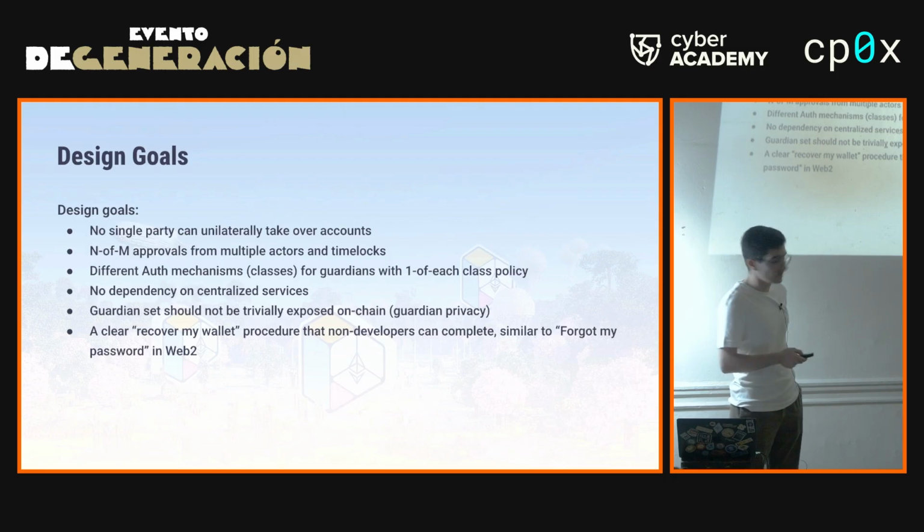Different authentication mechanisms, which we can call classes as well, for guardians. For security guarantees, it is recommended to have a one-of-each-class policy. No dependency on centralized services, and also guardian privacy, so that the guardian set shouldn't be trivially exposed on chain. Another important goal is to have really good UX, so that non-developers can completely recover their wallet, with a procedure similar to "forgot my password" in Web2.